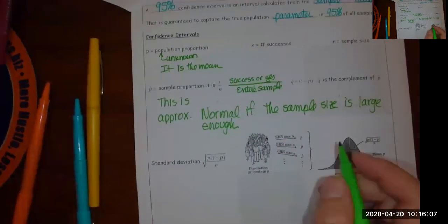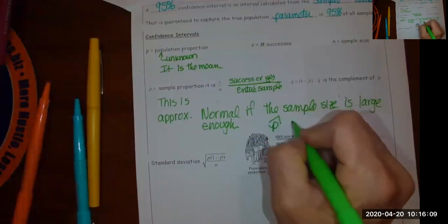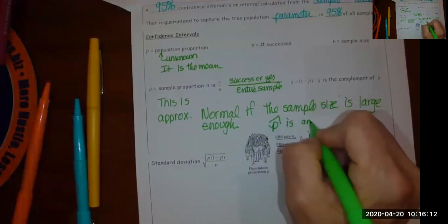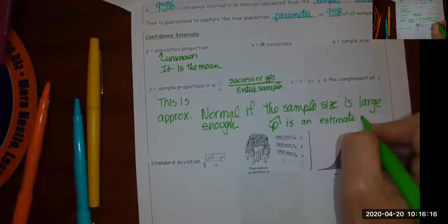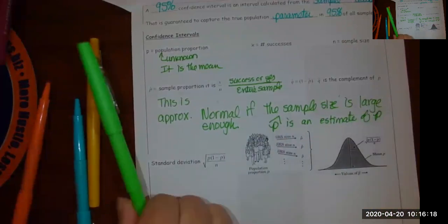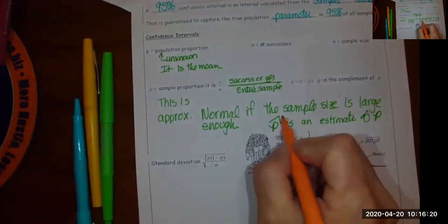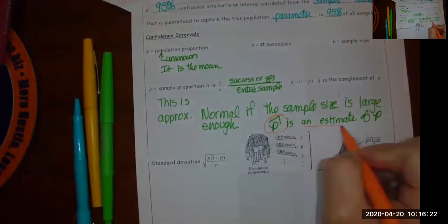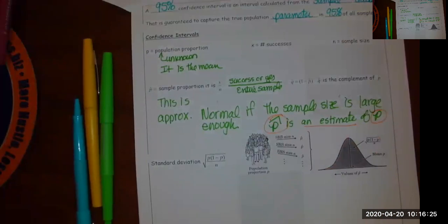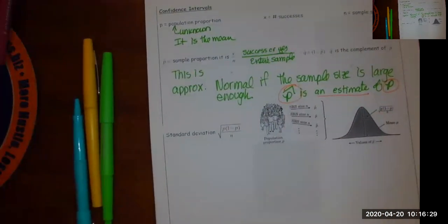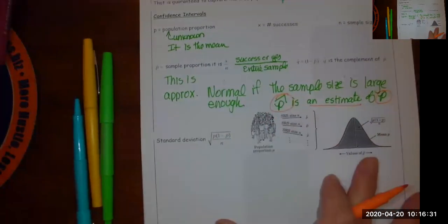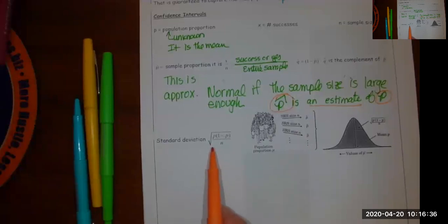Okay, and remember, P hat is an estimate of P. So basically, we're using our sample to estimate the population, okay? And one of the things we have to go back and look at, this is a little bit of review here, is standard deviation. Remember the formula for standard deviation, we had an easy formula.